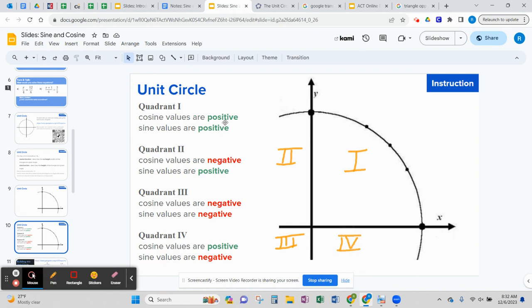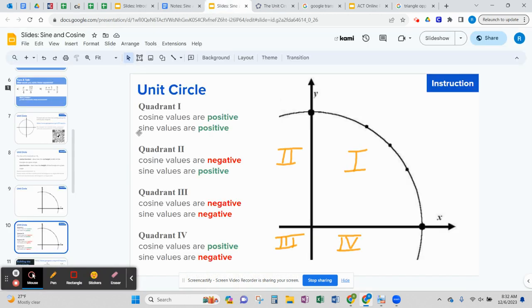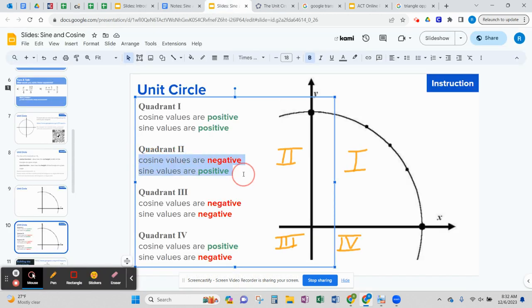Our cosine values are positive, our sine values are positive. And that makes sense because if we look here, we are right of our y-axis, we're above our x-axis, so we have positive values there. But watch what happens as I shift over into quadrant 2. My cosine value has become negative now. My sine value is still positive because I'm above my x-axis, but I'm left of my y-axis. So notice how in quadrant 2 our cosine values are negative, our sine values are positive.